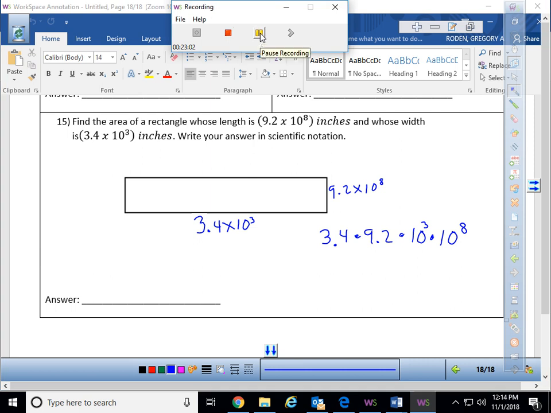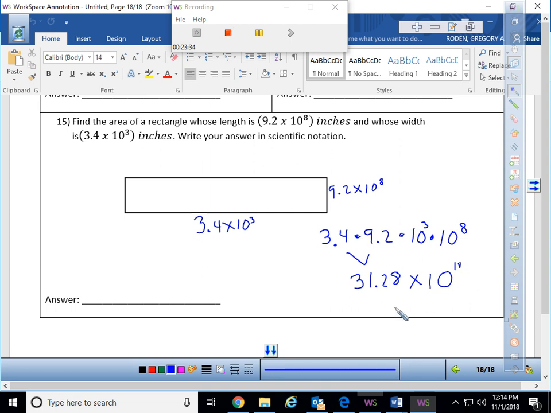Now, I'm not going to show you all my multiplication because that could get a little messy here. So when I take 3.4 and multiply it times 9.2, that answer is going to give me 31.28. And when I take 10 to the third and multiply it times 10 to the 8th, that's going to give me 10 to the 11th. 8 plus 3 is 11.